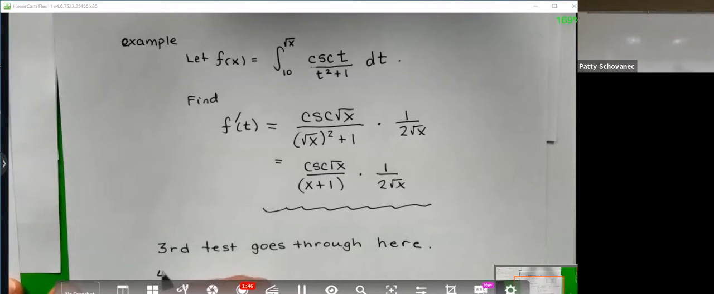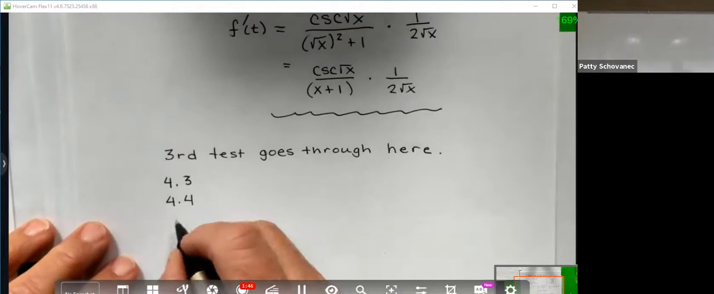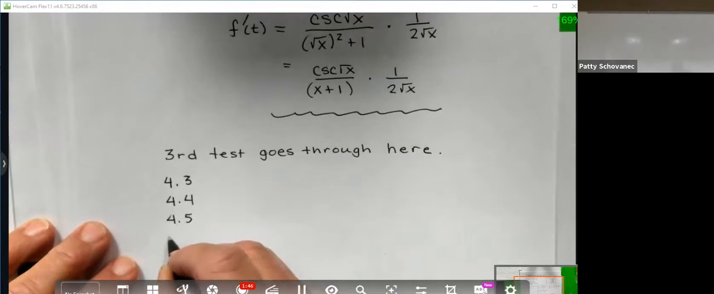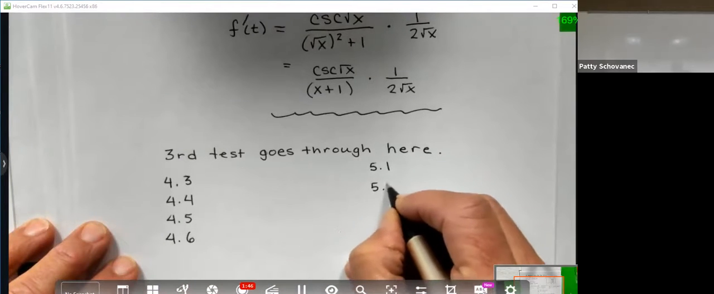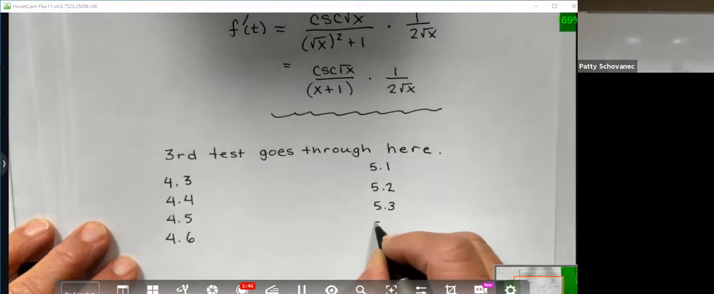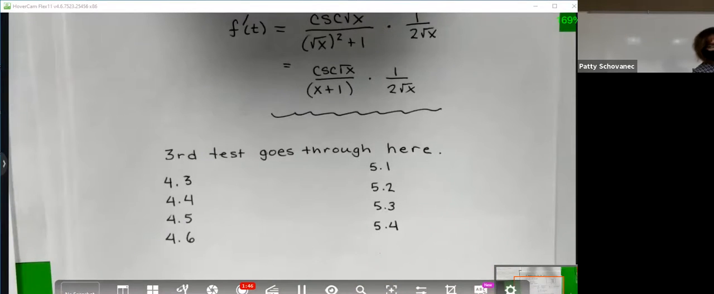It starts with section 4.3. Now let me see if I can remember what was in these sections. In section 4.3, we did all that stuff with the first derivative. We took the first derivative, set it equal to 0, got critical numbers, and the first derivative told us where the graph was rising and falling.